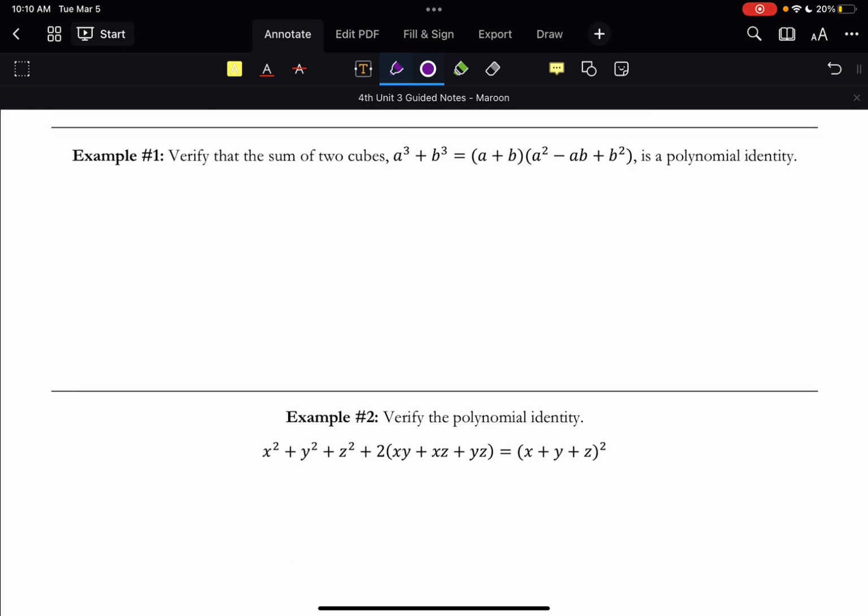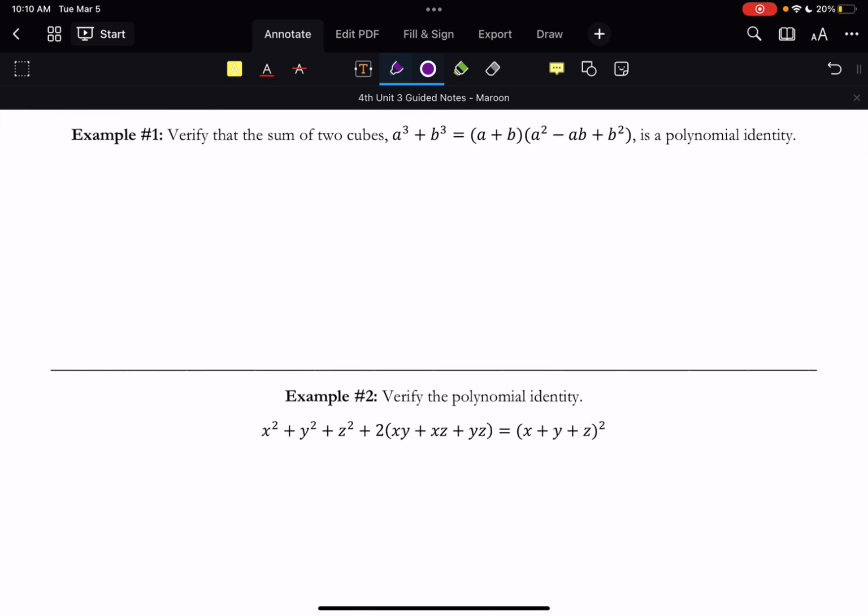Okay, so I'm going to start with the sum of two cubes. So a cubed plus b cubed equals a plus b times a squared minus ab plus b squared. We're going to verify that this is a polynomial identity. So I'm going to start with my right side, this more complicated side: a plus b times a squared minus ab plus b squared. And I'm now going to show that I can get a cubed plus b cubed from this.